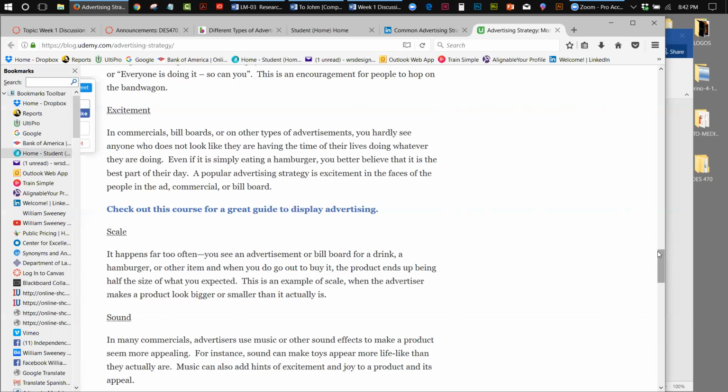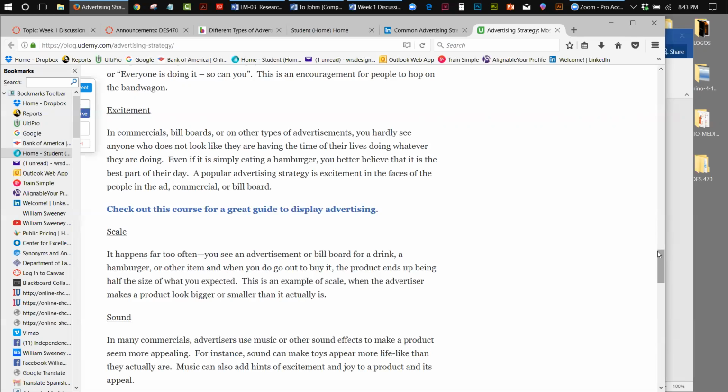Scale. This one is one that I like quite a bit. I think I've said that to you before. It happens far too often. You see an advertisement or billboard for a drink, hamburger, or other item. When you go out to buy it, the product ends up being half the size of what you expected. But you see, that's when they do it and they don't make it work. The idea is to not make the product look bigger. You are trying to increase the sexiness of the product by making it bigger.